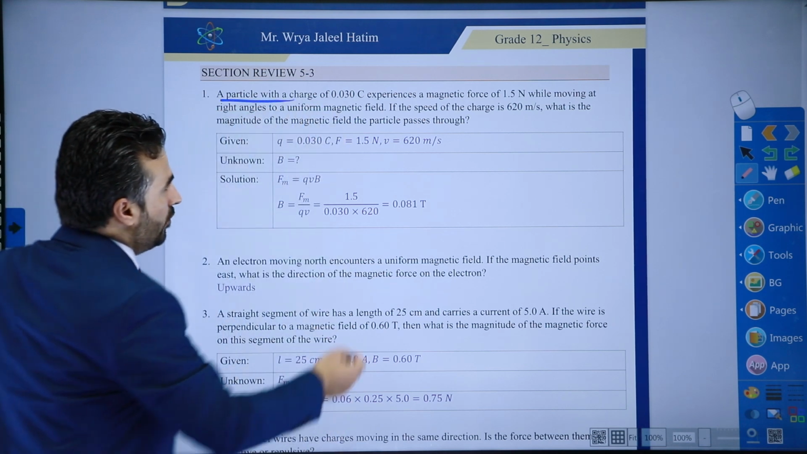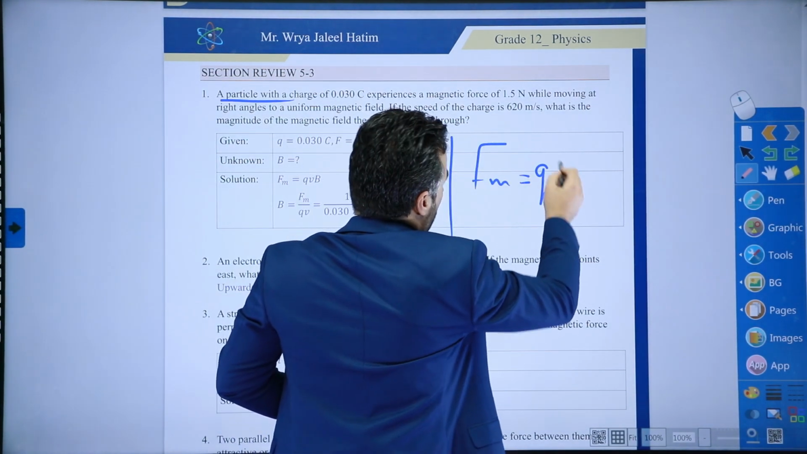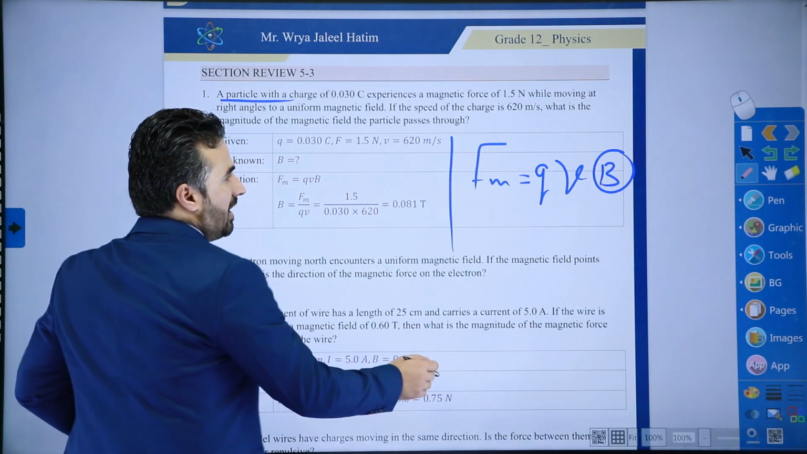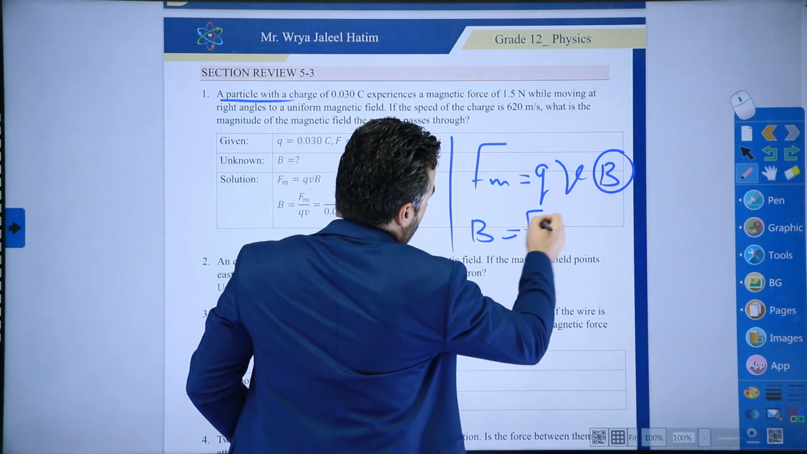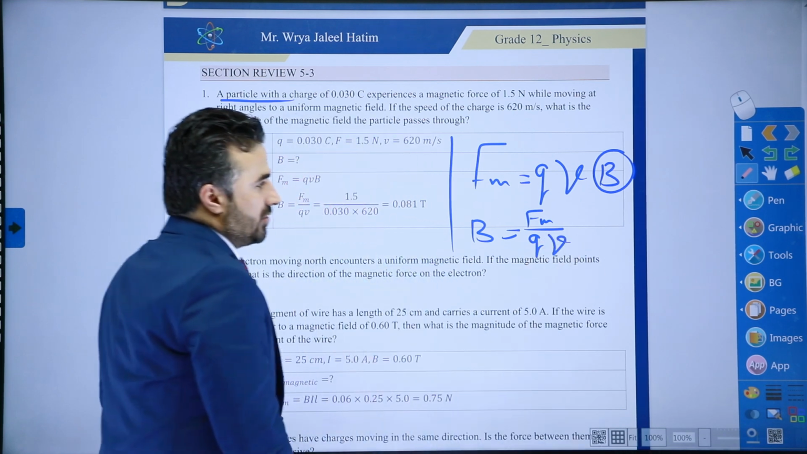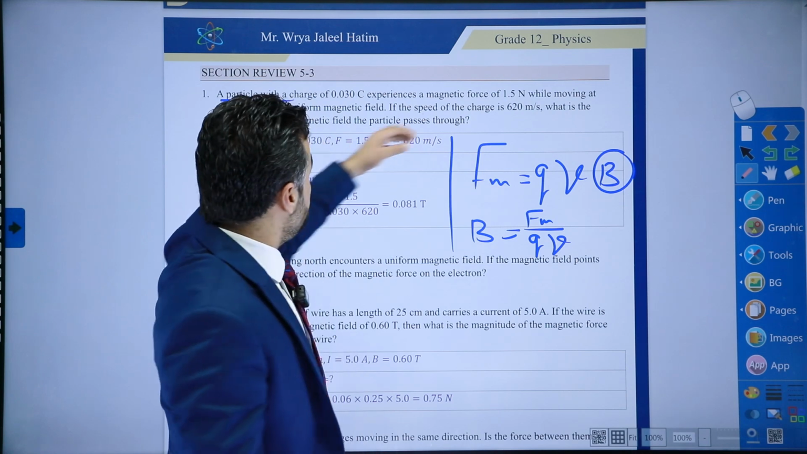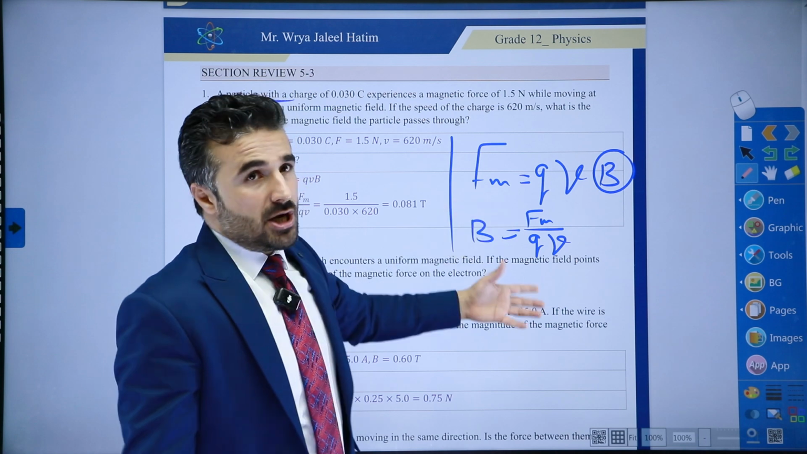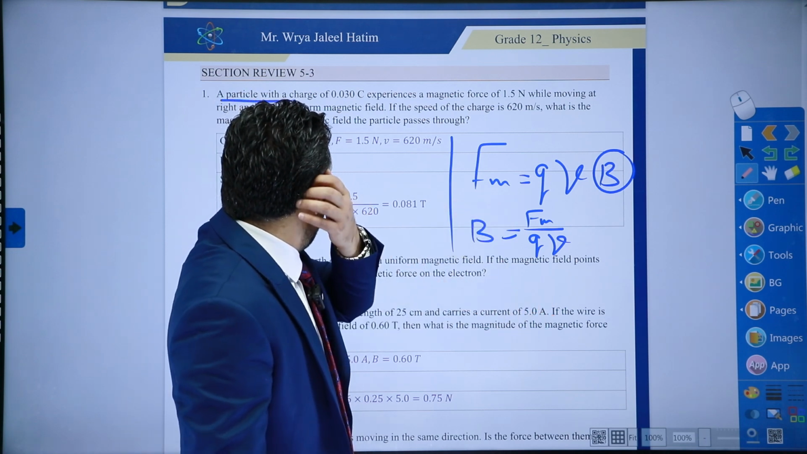In this case we can say F magnetic equals QVB. We want the magnitude, the strength of the magnetic field. Luckily, they don't ask about the direction here. So B equals F magnetic, the magnetic force, divided by the charge multiplied by the velocity. You have a magnetic force, which is 1.5, and you have the charge of this particle.